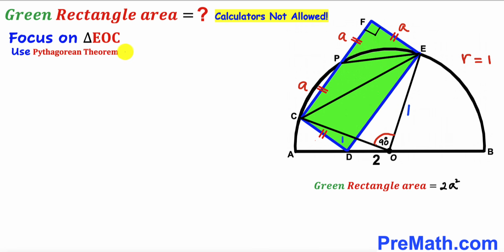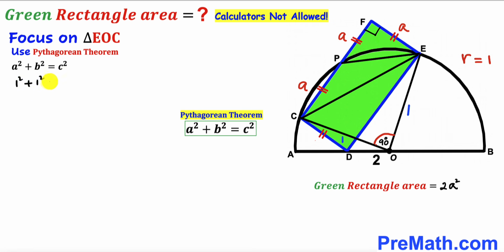And we are going to apply the Pythagorean theorem on this triangle. And here's our Pythagorean theorem: a square plus b square equal to c square. And in our case, our hypotenuse is this segment CE, whereas its 2 other legs are 1 and 1. Let's go ahead and fill in the blanks in this Pythagorean formula. So we got 1 square plus 1 square equals to CE whole square. Let's simplify.